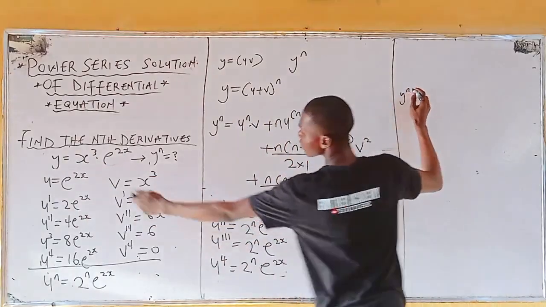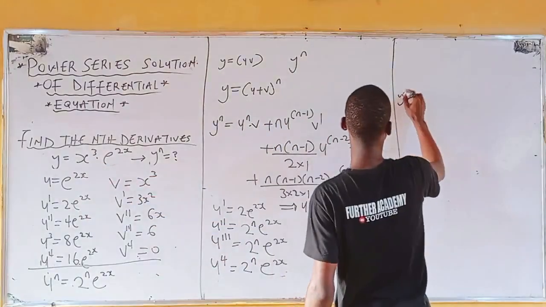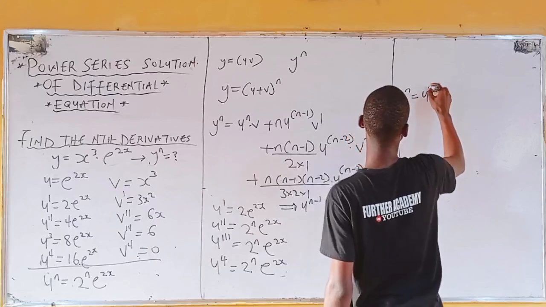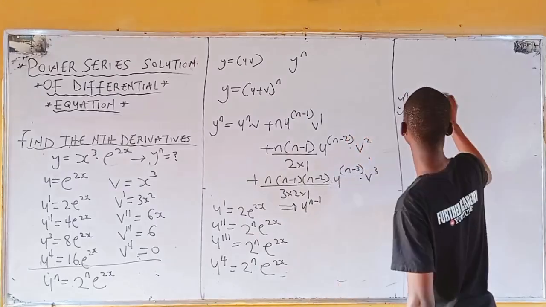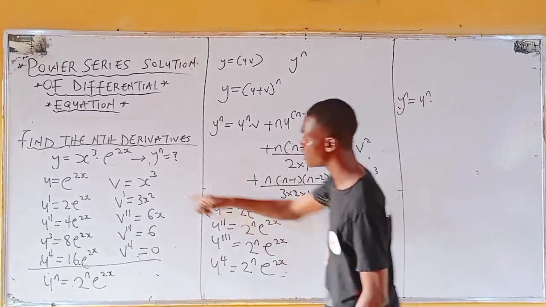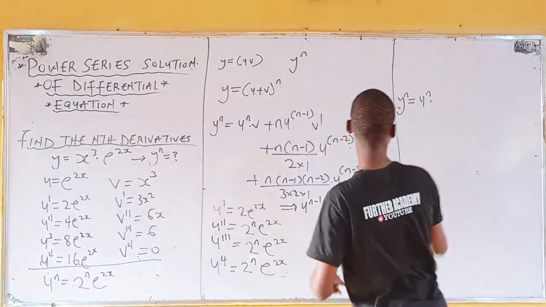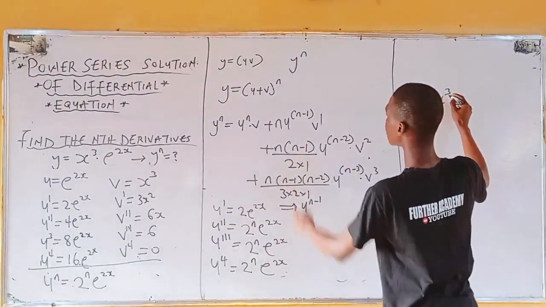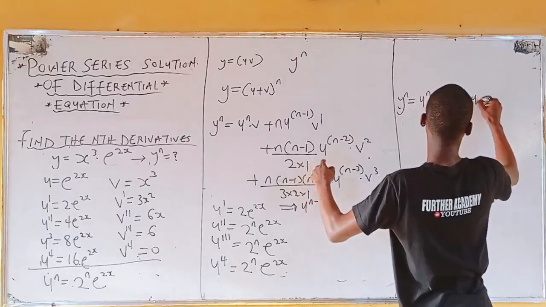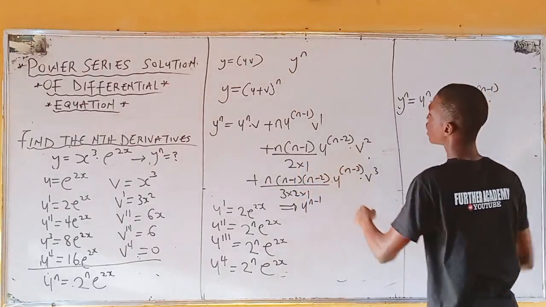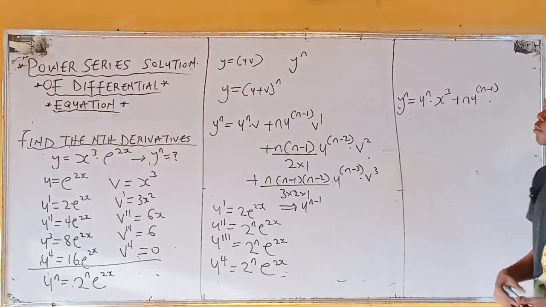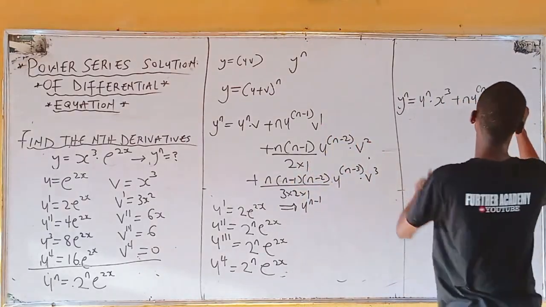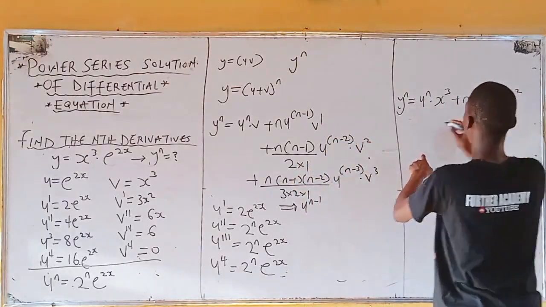Meaning the nth derivative of this question is equal to u raised to the power of n multiplying v. What's v? s cubed, right? Plus n multiplying u raised to the power of n minus 1, right? Multiplying v prime. What's v prime? The first derivative, 3s squared, right?